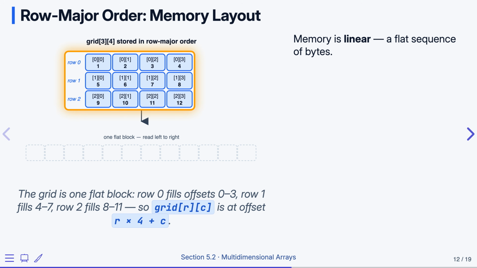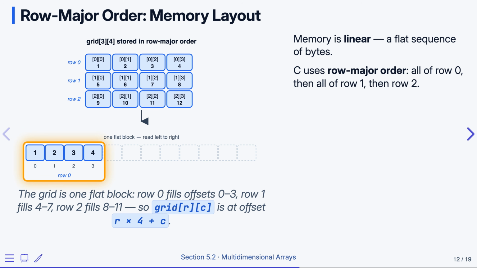You picture a two-dimensional array as a grid, 3 rows and 4 columns, but memory is one flat line, so C has to lay the grid out in a single row. C uses row major order.